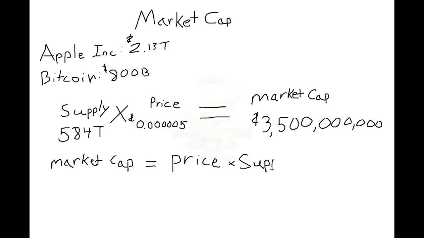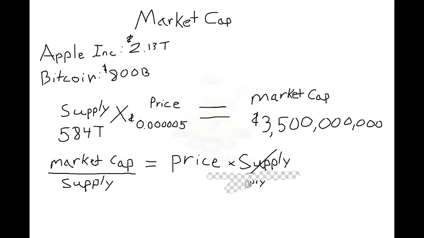So again, market cap, calculated by multiplying price times supply. And we can rewrite this equation, like any equation, and we can get a better understanding of how price is inversely calculated. By dividing both sides of the equation by supply, we can see that price is equal to the market cap of a currency divided by its supply.